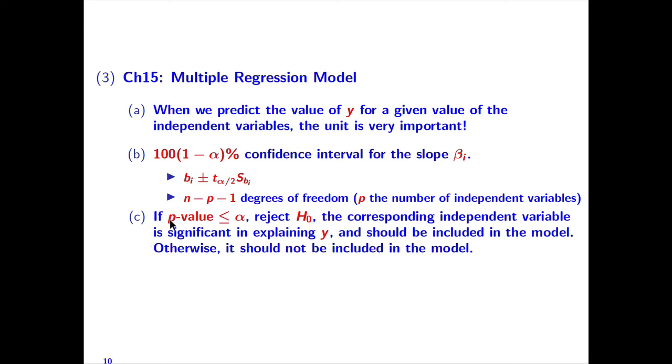C. If the p-value is less than or equal to alpha, we reject H0 for the hypothesis testing, then the corresponding independent variable is significant in explaining y and should be included in the model. Otherwise, it should not be included in the model.